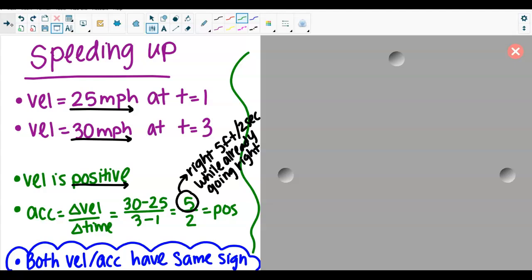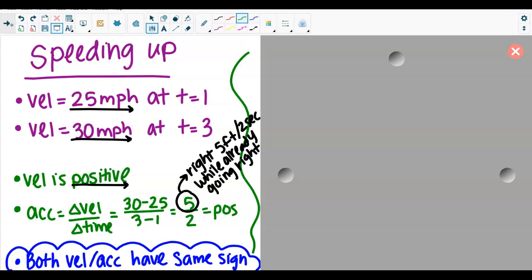So think about this, it's actually easy when it's positive. You're going 25 miles per hour at time of 1, then you go 30 miles per hour at time of 2. So velocities are 25 and 30. Because they are both positive, we are moving right. Now acceleration is that change in velocity over change in time. So when we actually find our acceleration, when we get 5 over 2, yes, it's positive, but what's happening is that velocity of 5 says you are going right, because it's positive, right 5 feet every 2 seconds.